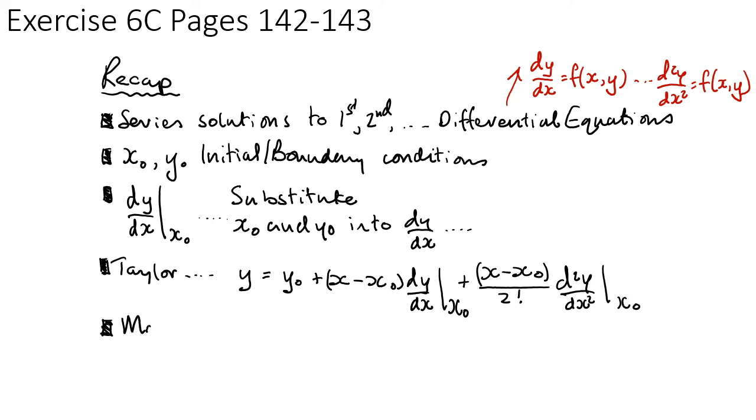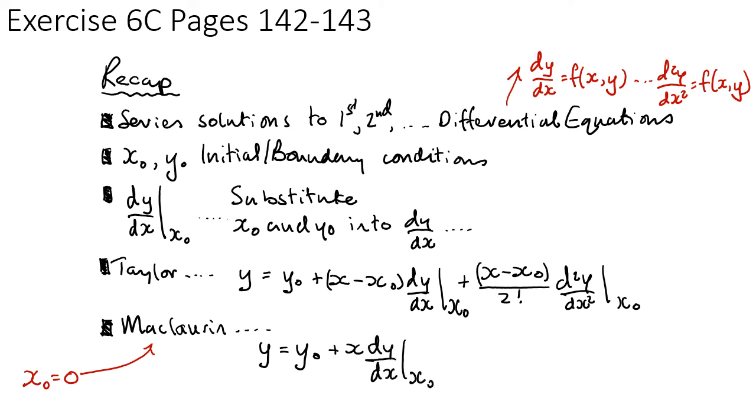And the Maclaurin, let's spell his name right, let's give him some respect. So this will be when x0 equals 0, then the Maclaurin expansion series will look like this: y equals y0 plus x dy/dx with our initial conditions, plus x squared over 2 factorial d squared y over dx squared. And of course these are infinite expansions, but we're only required to write a finite number of terms. Writing an infinite number of terms will take you quite a long time.